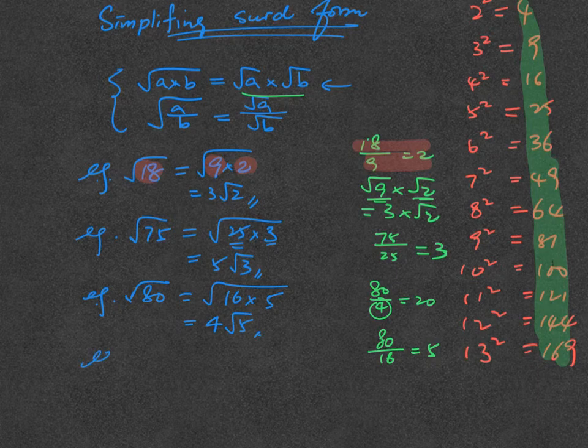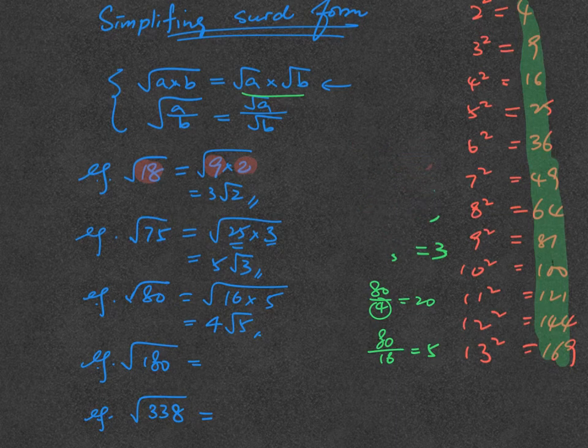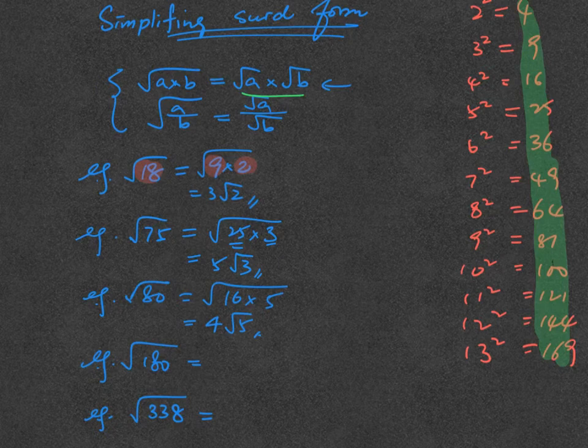Okay, how about one more? What if you have square root 180, as well as, maybe here's the last one, 338. Now, if you haven't taken out your calculator, please do so because the numbers are getting larger. Okay, I give you half a minute to complete the 2 examples. If you can get them, that's good. You manage this part very well.